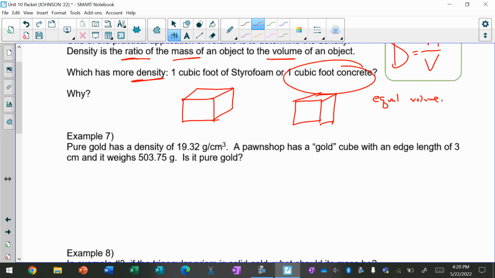All right, a pawn shop has a gold cube with a length of 3 centimeters. So it's a cube that is 3 by 3 by 3.